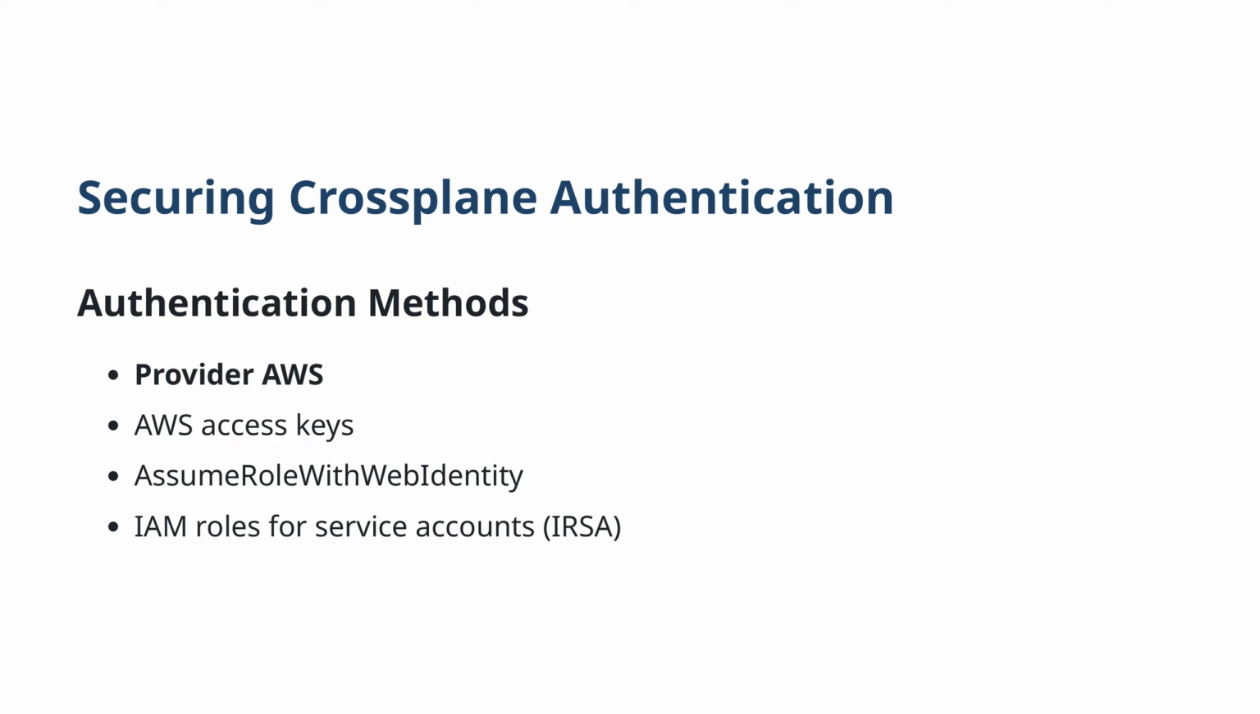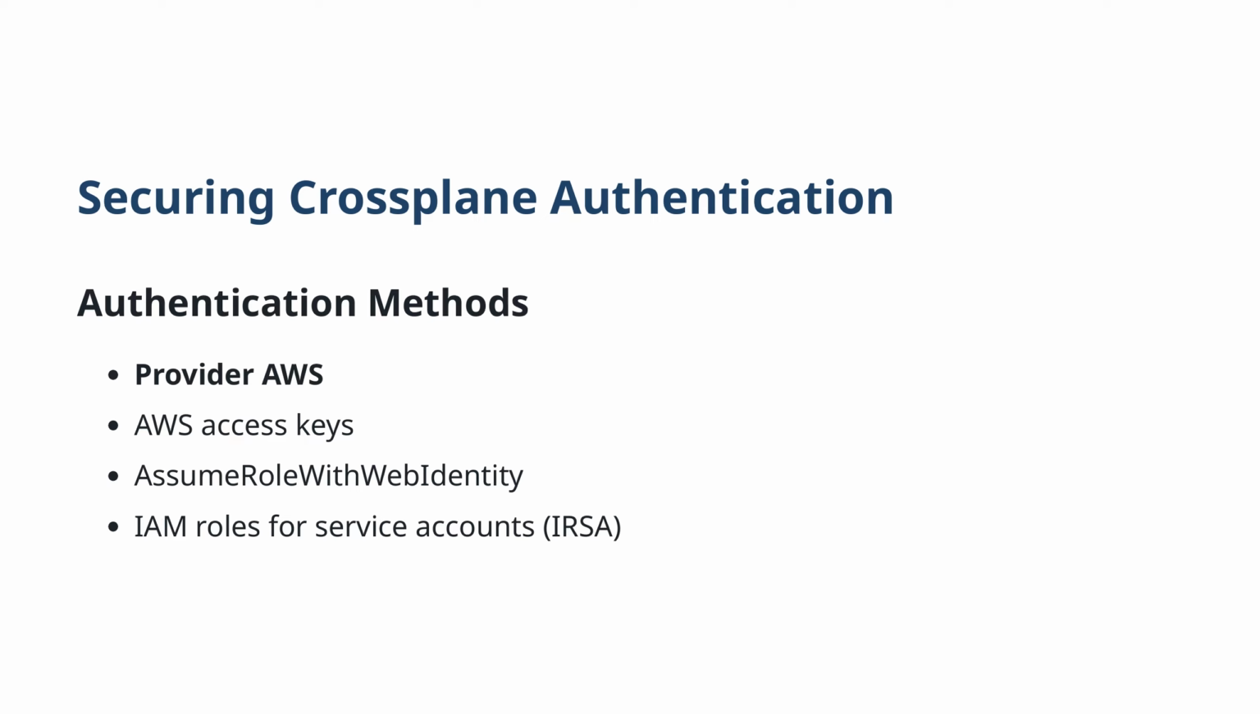Let's talk about securing Crossplane authentication, specifically in the context of AWS. There are several methods available to ensure the authentication process is secure when using Crossplane with AWS. First, AWS access keys are commonly used. These keys are a pair of access credentials that include an access key ID and a secret access key.